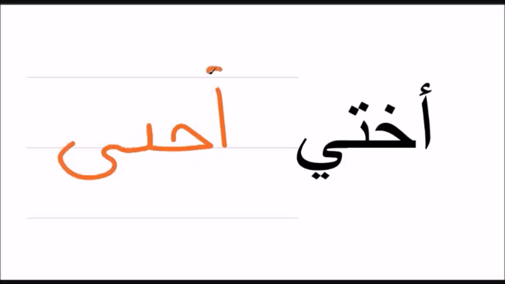Alif takes a hamza because it's pronounced ukhti. Kha takes a dot above the letter, otherwise it would be a different letter, and ta a short line above, and ya a short line below. And here we have ukhti.